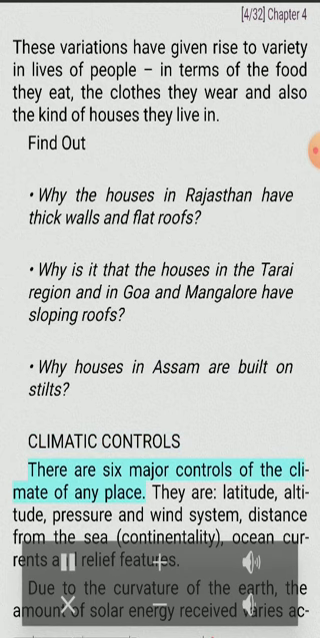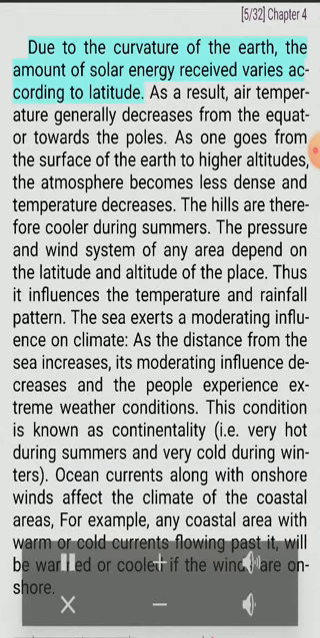Climatic controls. There are 6 major controls of the climate of any place. They are latitude, altitude, pressure and wind system, distance from the sea, continentality, ocean currents and relief features. Due to the curvature of the Earth, the amount of solar energy received varies according to latitude. As a result, air temperature generally decreases from the equator towards the poles. As one goes from the surface of the Earth to higher altitudes, the atmosphere becomes less dense and temperature decreases.